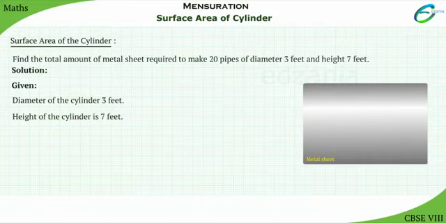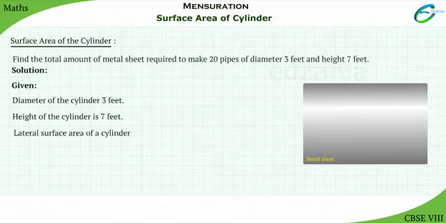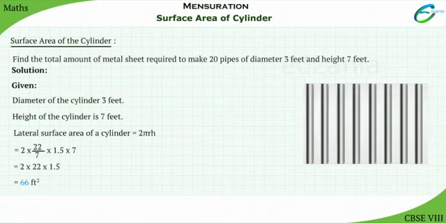Since the pipes are in the shape of a cylinder without the base and the top, the amount of metal sheet required to make each pipe is equal to its lateral surface area. The lateral surface area of a cylinder is the perimeter of its base times its height, which is equal to 2 pi rh. The diameter of the pipe is given as 3 feet, and hence the radius of the base is 1.5 feet, and the height is given as 7 feet. Therefore, the lateral surface area of each pipe is 66 square feet.